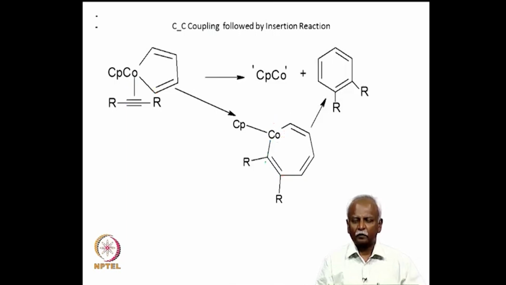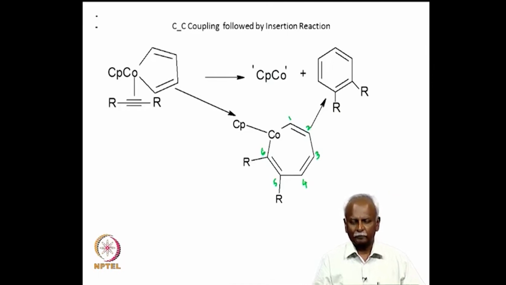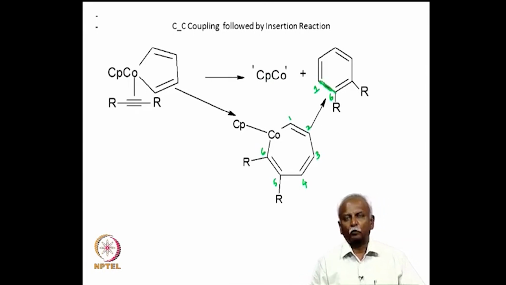a carbon-carbon bond, and that carbon-carbon bond results in the formation of an acetylene. So, basically you have 1, 2, 3, 4, 5 and 6 carbon atoms attached to the cobalt, and if atom numbers 1 and 6 combine together, so that is exactly these 2 carbon atoms, 6 here and 1 here, then you will end up with the formation of this new bond between 6 and 1, and that results in the formation of a benzene ring.